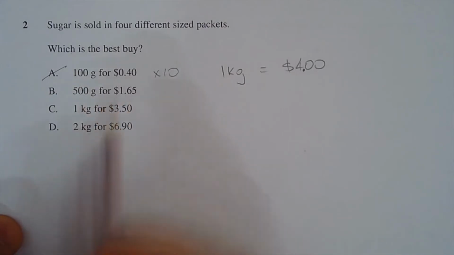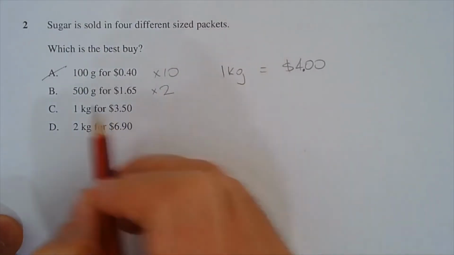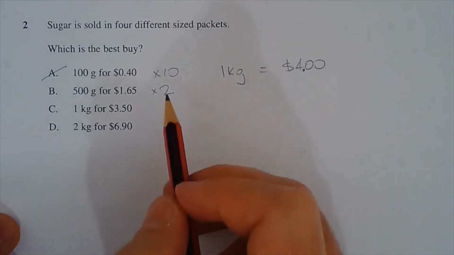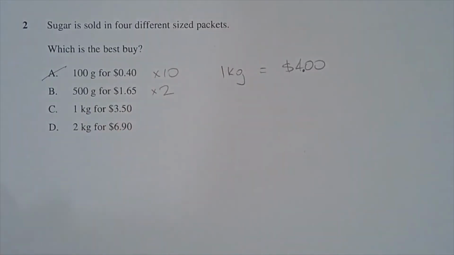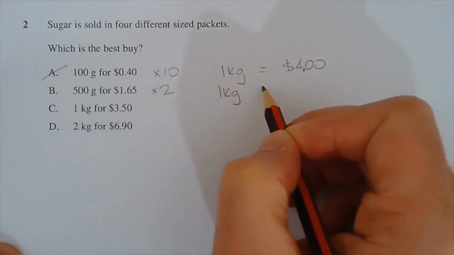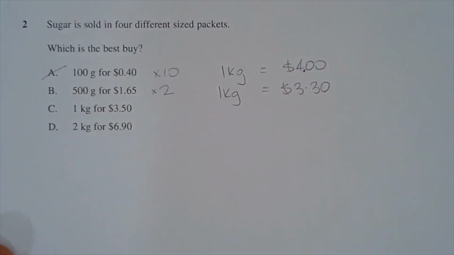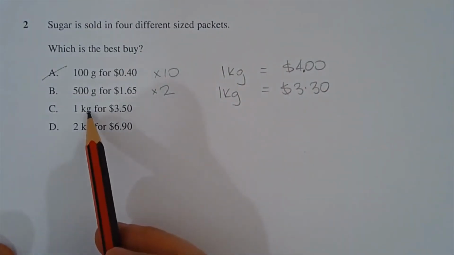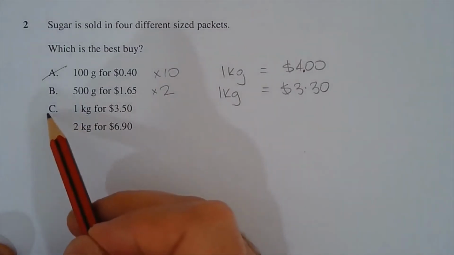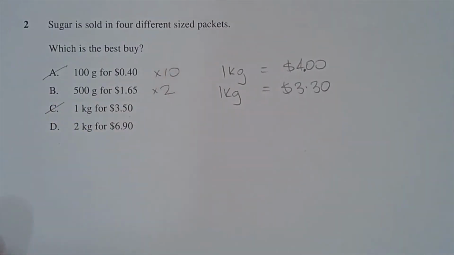500 grams for $1.65. So if we multiply that by 2, because there's 2 lots of 500 grams in a kilogram, 2 times $1.65 is $3.30. So 1 kilogram is equal to $3.30. So clearly it's cheaper than option C. So far it's between option B and option D.